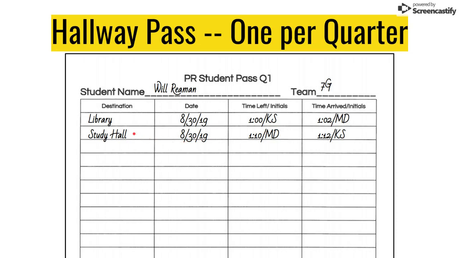So notice on the second line, he has put that his destination is going back to study hall, the day's date, the time that he's returning to study hall, and the librarian again is putting her initials as he's leaving the library. Once he walks back to study hall, he will put the time that he arrived. And again, his study hall teacher is signing her initials to say that he arrived at that time.